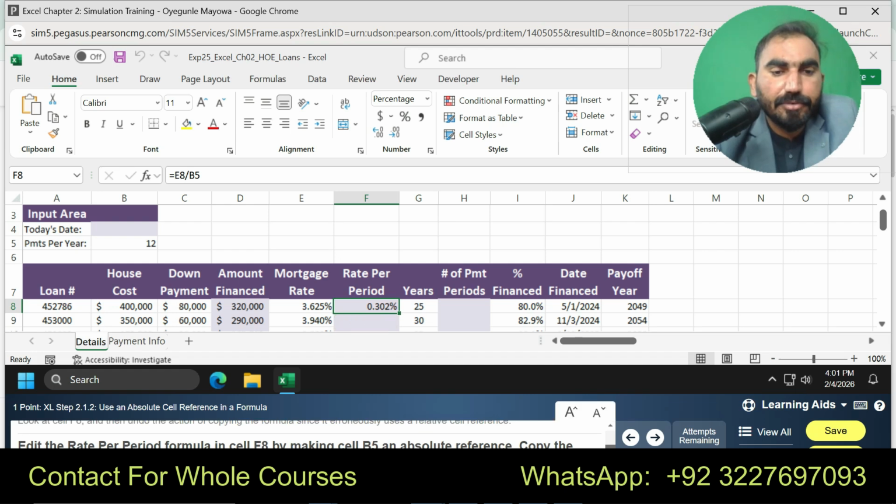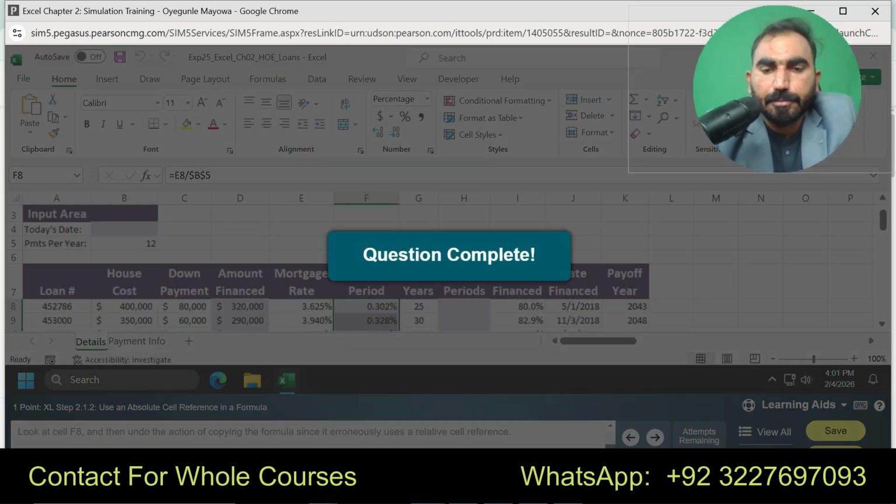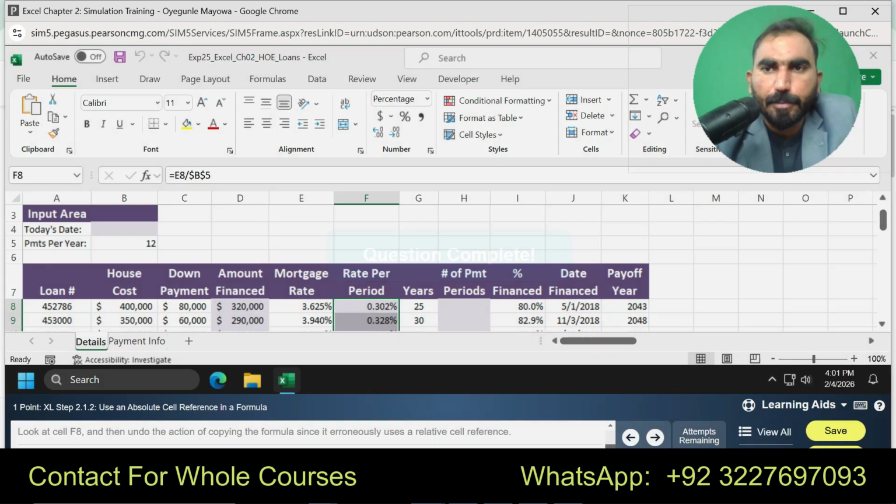Make B5 absolute in the formula in F8, and then copy the formula. I have completed step number 2. Now I am going to move to my next step.